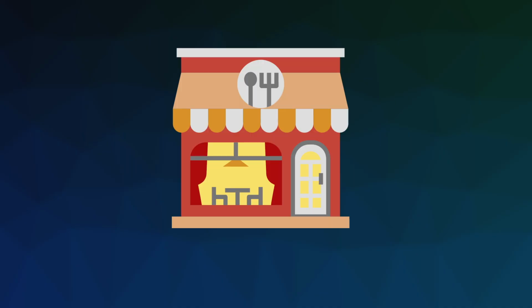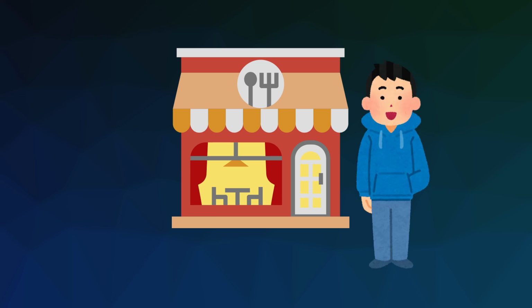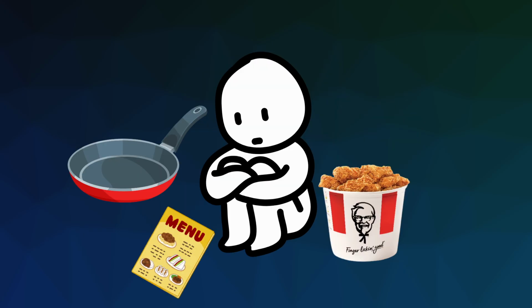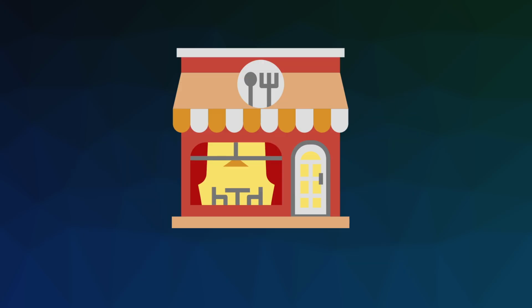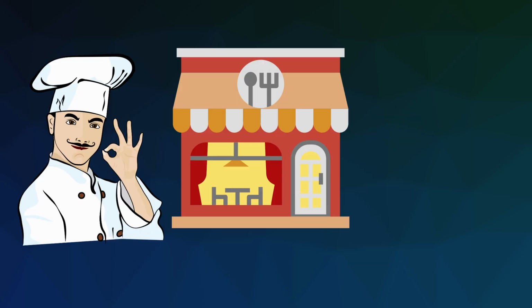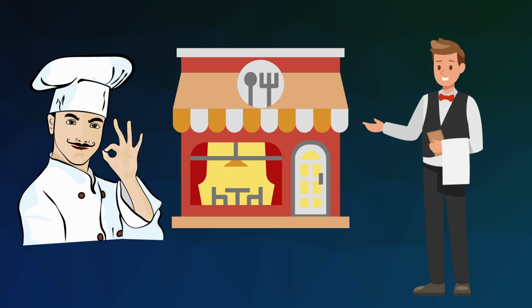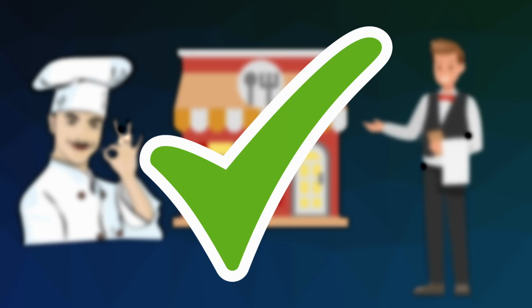Imagine a restaurant. Without separation of concerns, there's one guy whose job is to take people's orders, cook their food, and serve it to them. He handles a lot of things at once. With separation of concerns, there's a chef, and their job is to handle making the food. There's a waiter, and their job is to take people's orders and bring food to their table. Their roles are clear, and the restaurant runs smoothly.